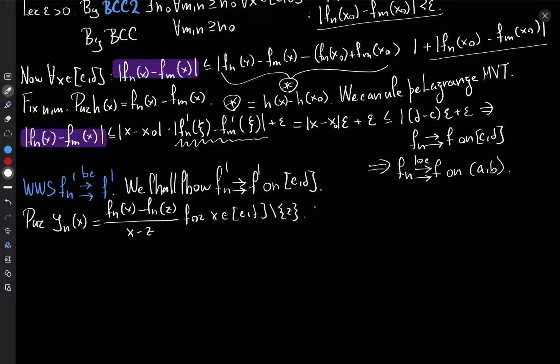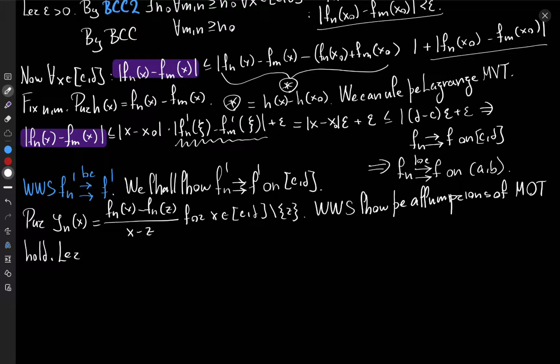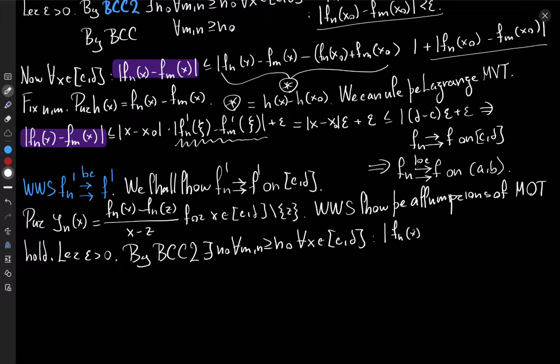Alright, well, we wish to show the assumptions of the Moore-Osgood theorem hold. How shall we do it? Well, first off, by letting epsilon be greater than 0, that's a good idea. By the Bolzano-Cauchy criterion for uniform convergence theorem, there exists some n0 such that for all n, m greater or equal to n0, for all x in the interval, f_n'(x) and f_m'(x) are close. They are small. Their difference is smaller than epsilon. Well, fine.